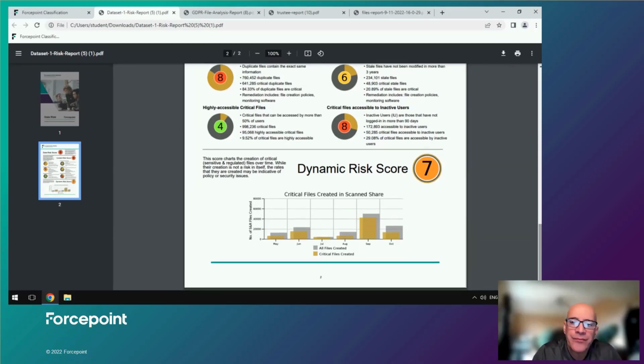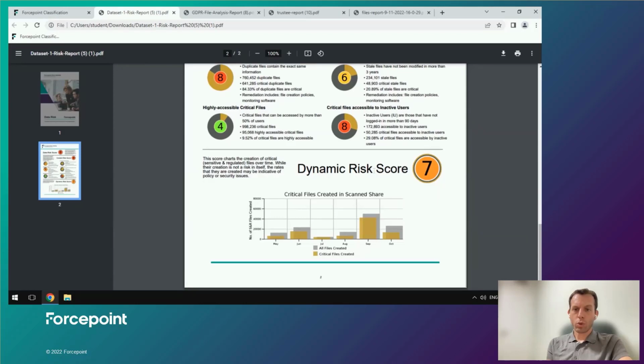Right. And down below, we can see the dynamic risk score. So this is not specifically about the content of the file, because again, we know that the organization is working with files which are sensitive, but we can see a chart of the critical files created over a period of time. And if I see that the number of files is growing rapidly, I can see that there is a growing risk for the organization and something that needs to be carefully investigated, because it may be indicative of a policy or security issue happening right now in my organization, and it's better to check what it is before it will be too late.